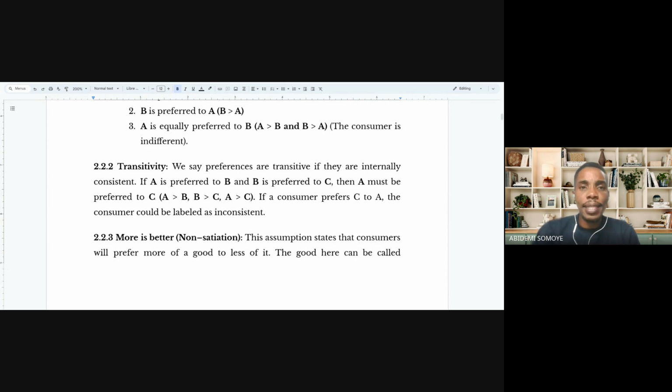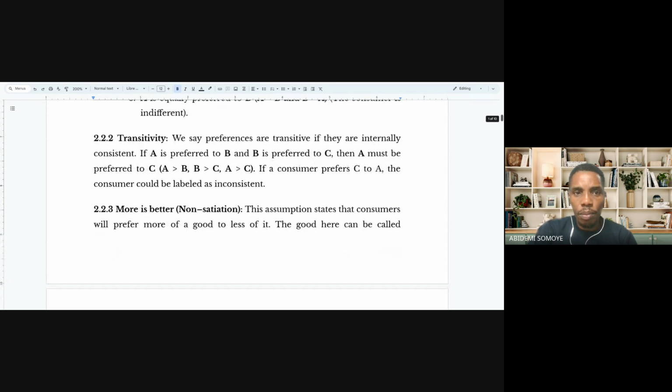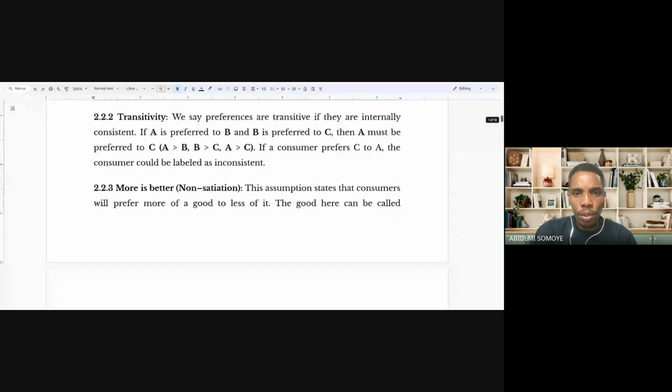So you remember here I further mentioned that if a consumer prefers C to A, the consumer could be labeled as inconsistent. Okay, so we have completeness. I've talked about completeness. We have transitivity. Now we are going to more is better, which we refer to as non-satiation. More is better, which is referred to as non-satiation.